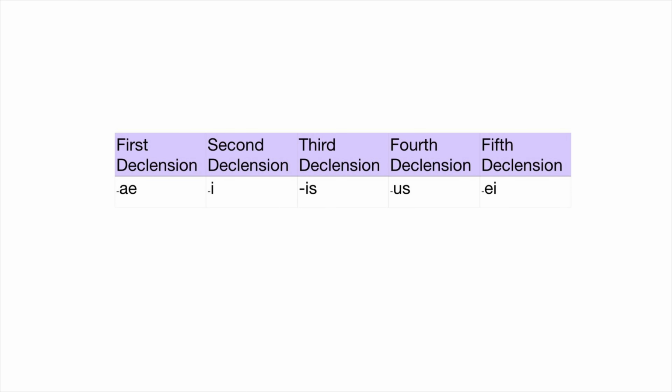Now, these genitives are the same whether the noun in that group is masculine, feminine, or neuter. So we always know first declension AE, second declension I, third declension IS, fourth declension US, and fifth declension EI.